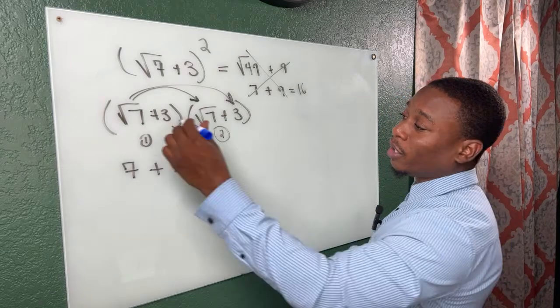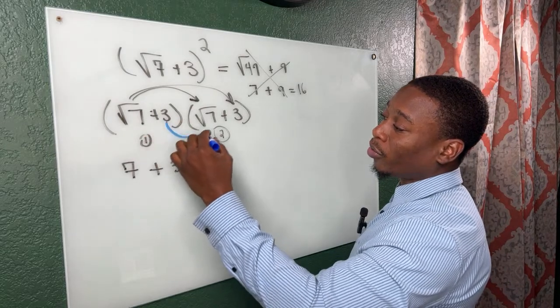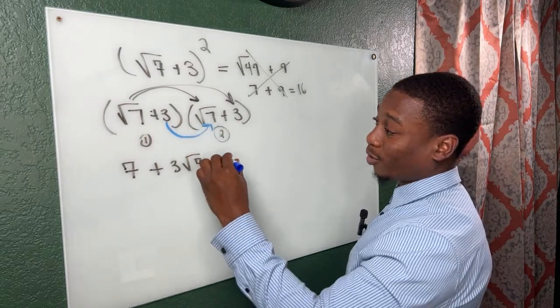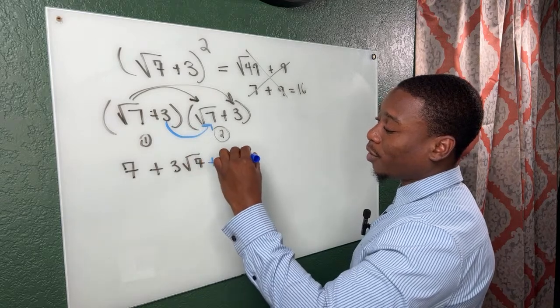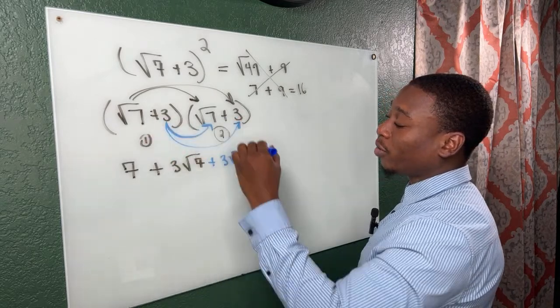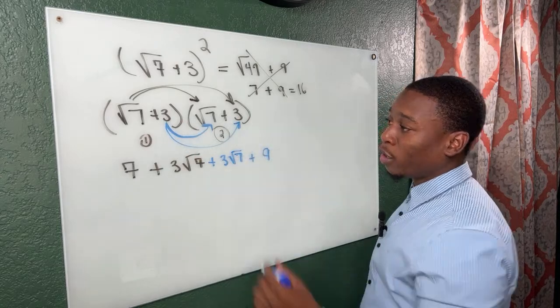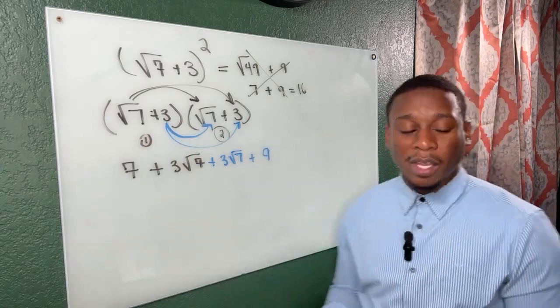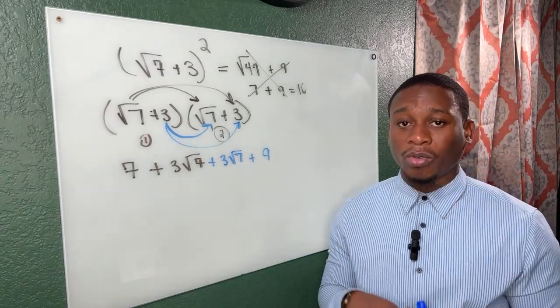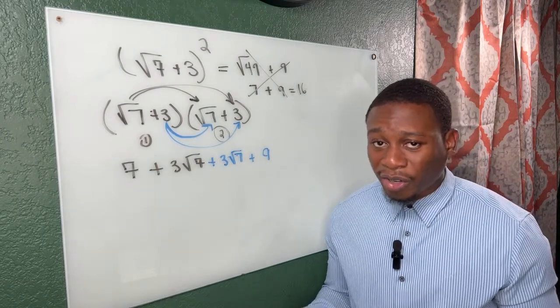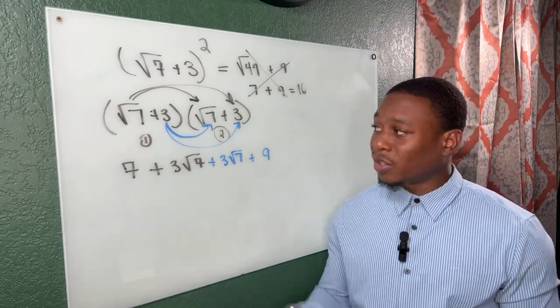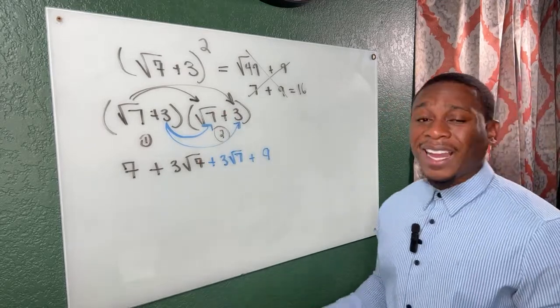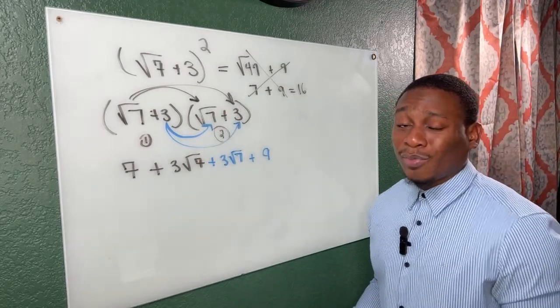Now we move to the second term and do the same thing. 3 times radical 7 is just 3 radical 7, and then 3 times 3 is going to be 9. And this is that concept where we talk about FOIL: first, outer, inner, last. So this is the example of FOIL. I like to use the box method because it's just easier.